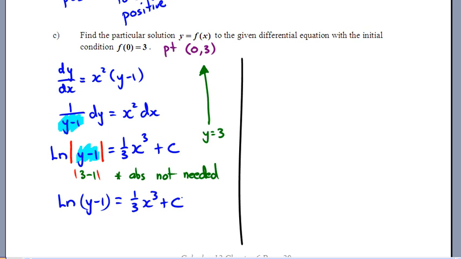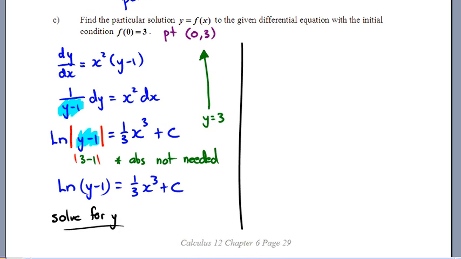Okay, so now what? Well, let's see if we can figure out what y would be. Our usual step at this point would be to solve for y. That's what's got to happen next. Oh, I'm out of space there. So if I want to solve for y, and right now it's in a ln, then I'm going to exponentiate both sides. I'm going to do e to the on both sides. When I do that, I'll end up with just y minus 1 on the left, but then I have e to the 1/3 x cubed plus c sitting over there.